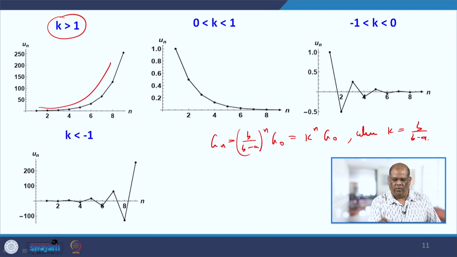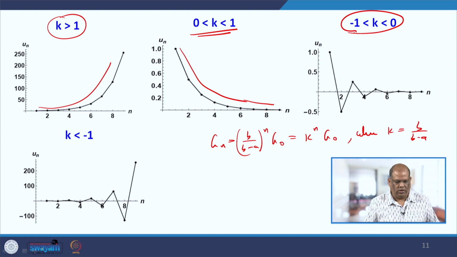When your k lies between 0 and 1, you see that your Gn will decrease over time. When your k lies between -1 and 0, your Gn is oscillating around the baseline 0, and as time passes, this oscillation becomes damped and approaches the value 0. And finally, when your k is less than -1, you get an explosive kind of oscillation around the 0 baseline with increasing oscillations.